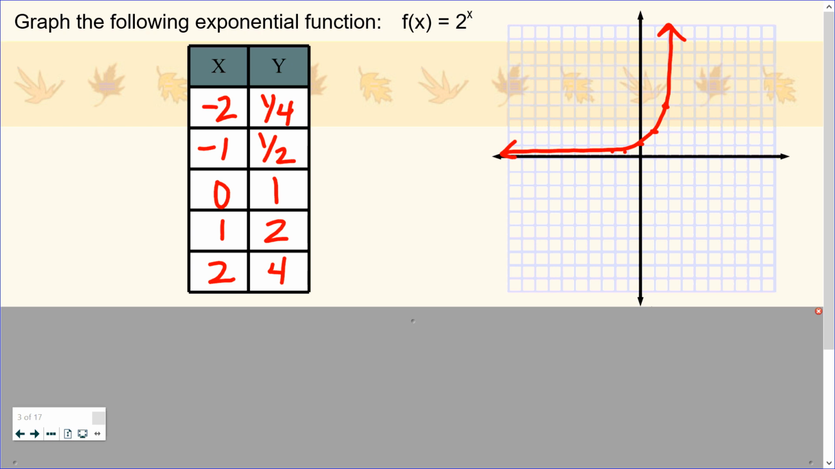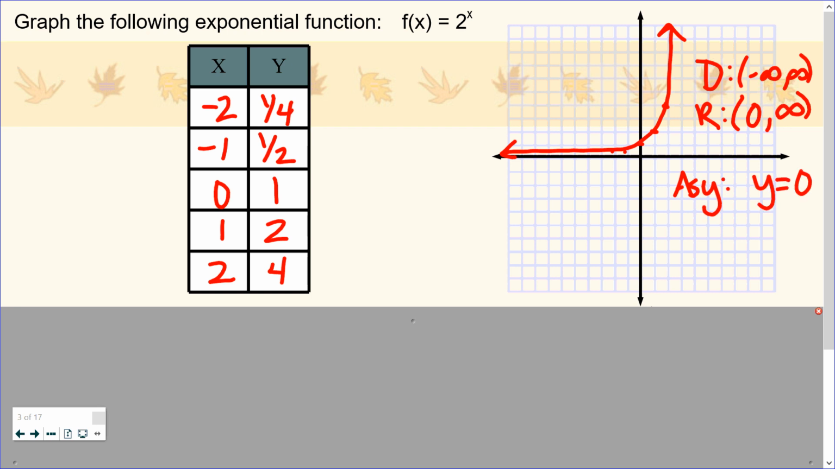So if I wanted to name properties of this real quick, my domain is what? All real numbers. My range would be what? 0 to infinity. Asymptote. Make sure you write the equation. Either y equals 0, or you could say the x-axis. And then, can you tell me, is this growth or decay? This is growth because it's increasing from left to right. It's increasing over all the numbers, actually. And again, we call this an exponential curve is the shape we're seeing here.